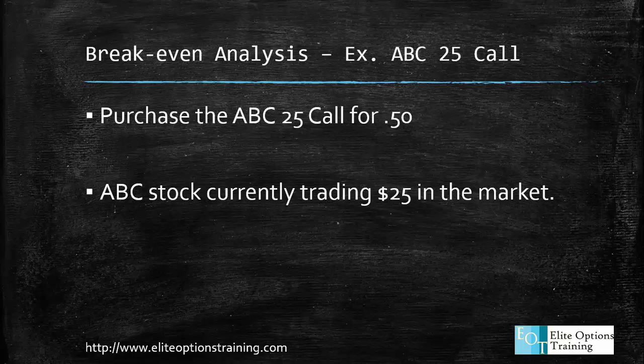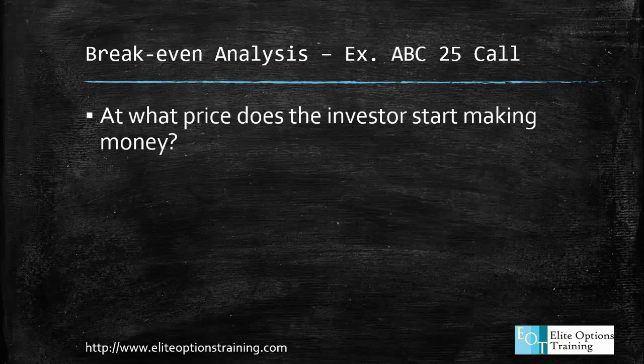So let's walk through an example just to make this concept clear. We'll look at ABC stock currently trading at $25 in the market, and we're going to purchase the ABC $25 call for 50 cents. At what price does the investor start making money?